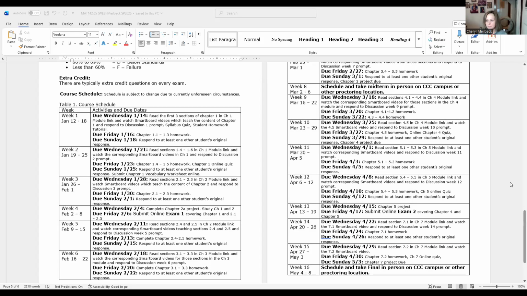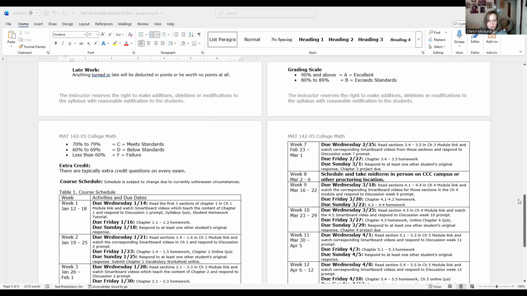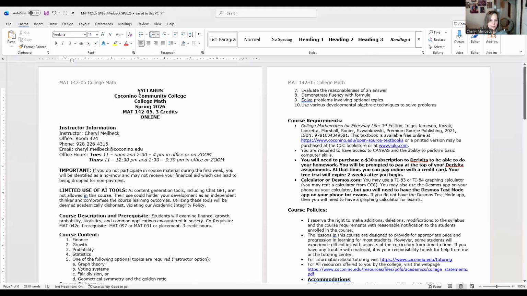Let's start by looking at our syllabus. So let's go to the top of this. On our syllabus, you can find what the course is, my information, and the office hour times. Now, my office hours will be in my office in room 424 on the Lone Tree campus or accessible by Zoom. So I'll show you where that Zoom link is in just a moment.